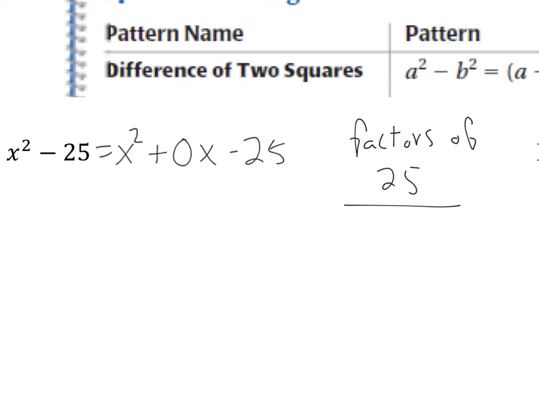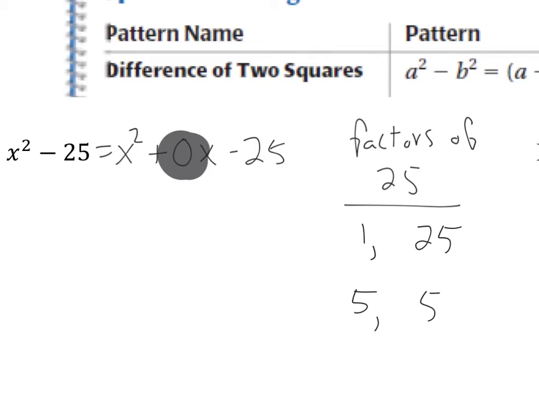But in this case, we're looking for factors of 25 that add up to 0, right? That's why I put this 0x in there. Okay, so what do we got? We got 1 and 25, and we got 5 and 5, and I believe those are the only factors of 25. But in this case, it's going to be negative 25, and we're looking for a sum of 0.